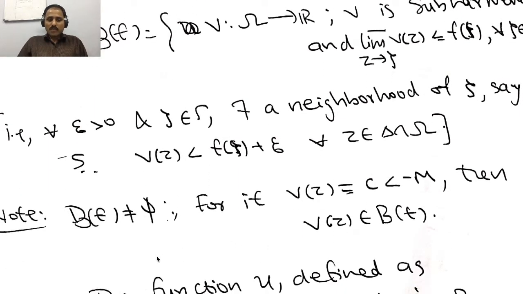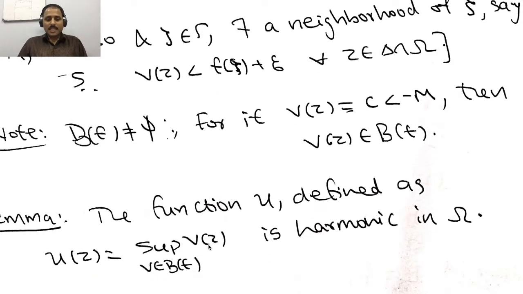First of all, Bf is non-empty because any constant less than minus M will be in it. That is easy. Now this lemma is a crucial one. You define U to be the supremum of V of z with V varying over Bf. Each V is real valued and the collection is non-empty, so this supremum exists. Also it is bounded, so the supremum is a finite number. My claim is that this is a harmonic function.